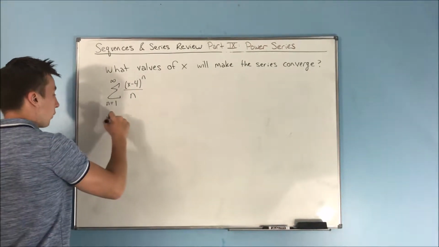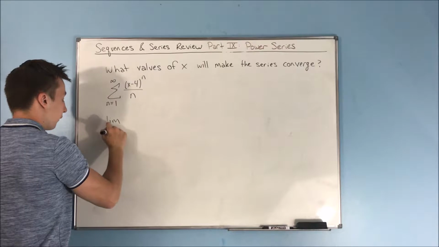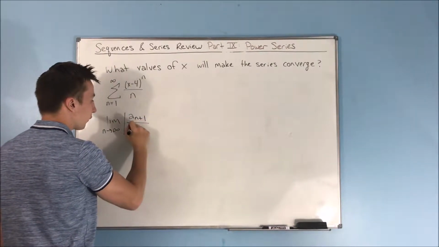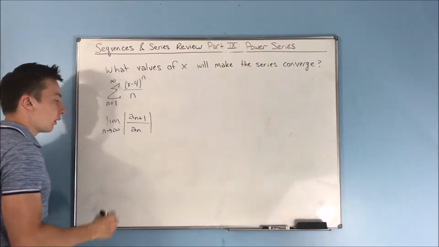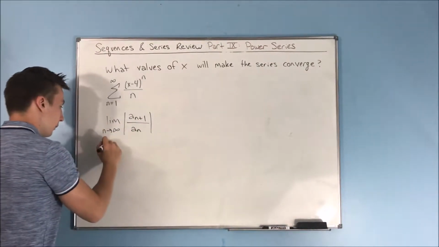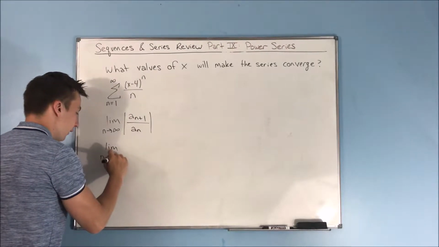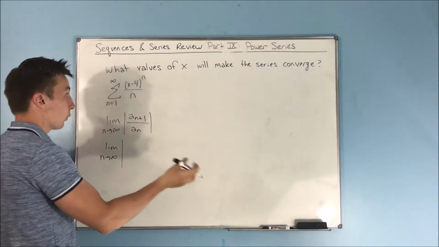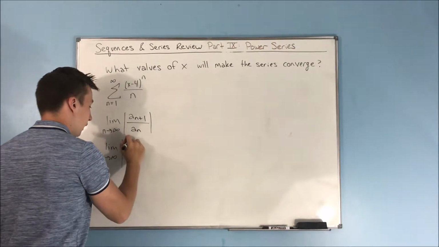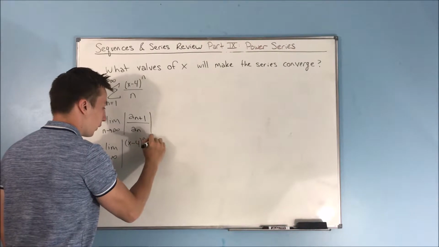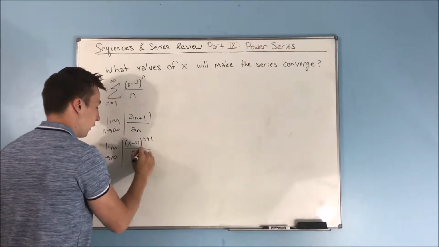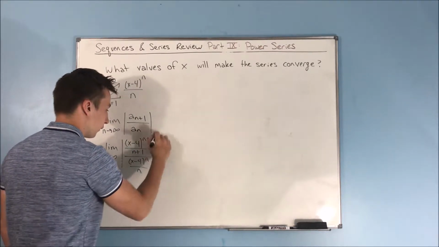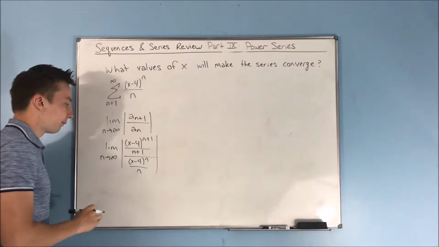So let's do that. We're going to take the limit as n approaches infinity of, remember, a sub n plus 1 over a sub n. That gives us the limit as n approaches infinity of a sub n plus 1, which is just plugging in n plus 1 for n, and you get x minus 4 to the n plus 1 over n plus 1, all over x minus 4 to the n over n. Just your a sub n, which is right here.